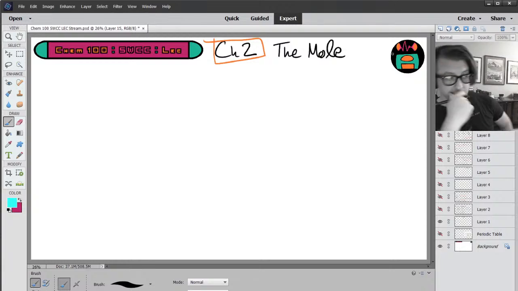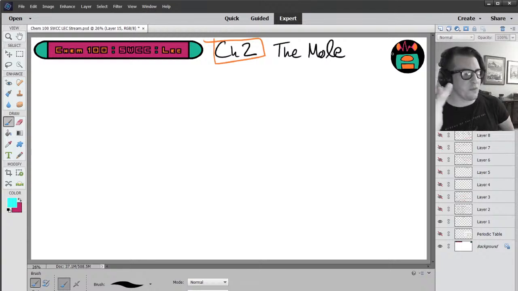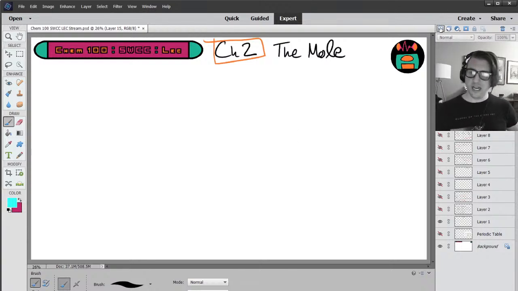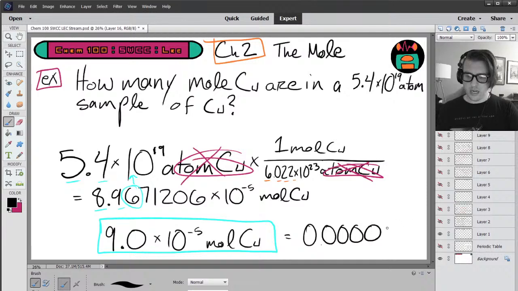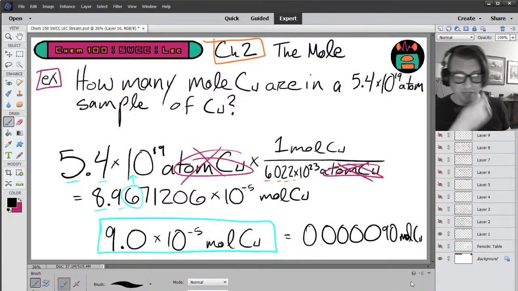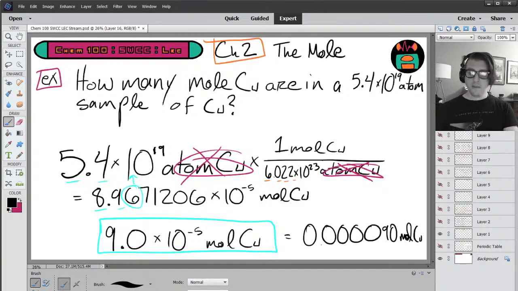I'm going to tell you something. You're like, why are we doing this? Oh, why is the power negative? It's because if you wrote this out in expanded form, this is equal to 0.00090 moles of copper. It's just small, but that's what it is written in scientific notation. Sometimes it's easier to write things in scientific notation, and that's why I have the negative power. But you could also write it out as a decimal, and it's equally valid. Both of these are correct because they have the same value and they have the same number of sig figs.